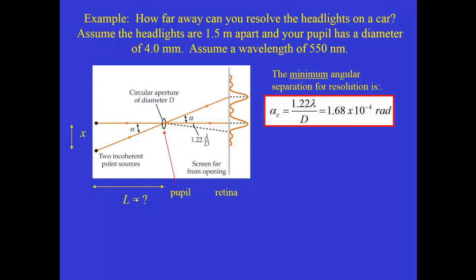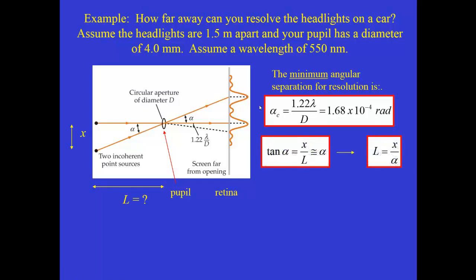The minimum separation is given by Rayleigh's criterion for lambda equals 550 nanometers and d of 4 millimeters. If you do the unit conversion, you get alpha is 1.68 times 10 to the minus 4 radians. Pretty small, right? Now, in this geometry, the tangent of alpha, there's a right triangle here, is x over the distance L, the opposite side over the adjacent side. And for the small angle approximation, we can regard that to also be alpha, because tan alpha and sine alpha and alpha are all approximately the same for small angles. So this equation from the geometry of the sketch allows us to solve for L.